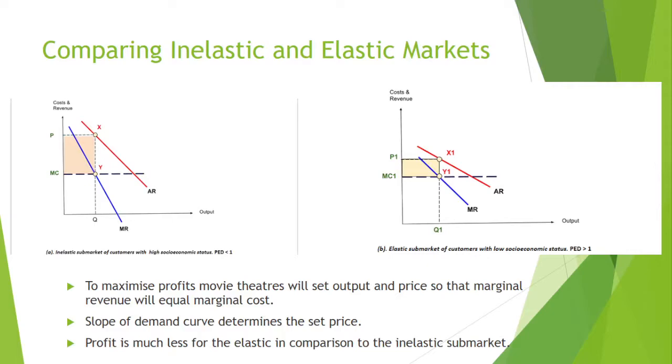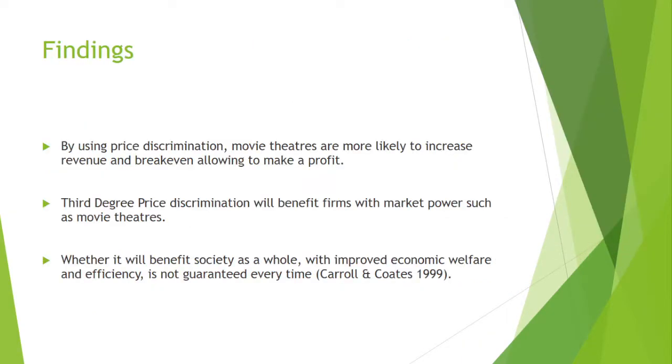Profit is depicted by the area MC, P, X, and Y for the inelastic submarket of customers with higher socioeconomic status, and the area MC1, P1, X1, Y1 for the elastic submarket of customers with low socioeconomic status. The profit is evidently much less for the elastic submarket compared to the profit accrued by the movie theatres within the inelastic submarket. With the rise of the internet, movies are easily accessible, and by utilising the tool of price discrimination, movie theatres have the opportunity to increase their revenue and break even with the hopeful outcome of making a profit.